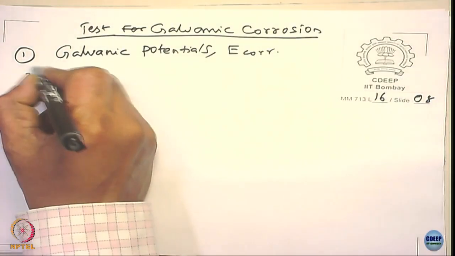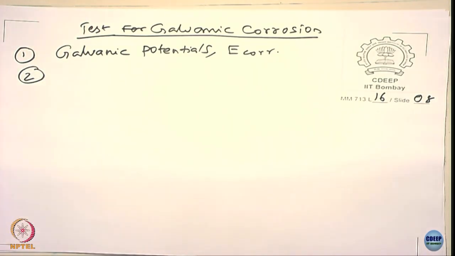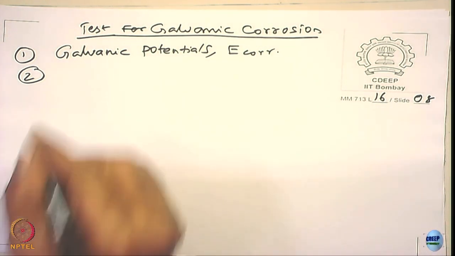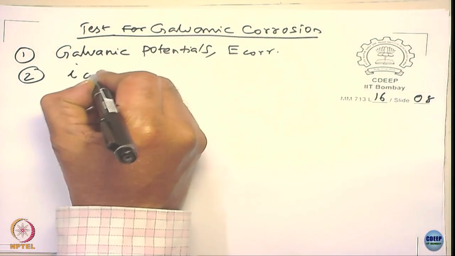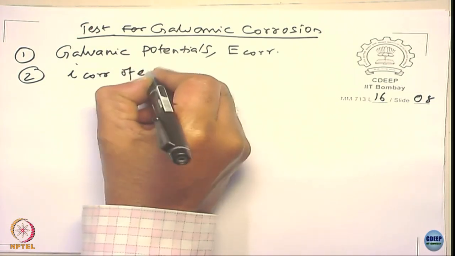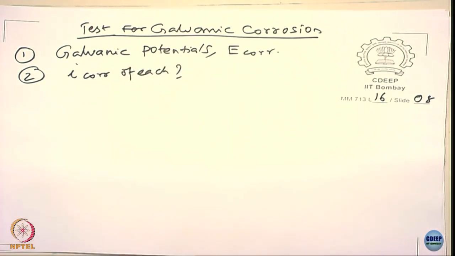But it does not give you the corrosion rates, right? So, you want to determine the corrosion rate in the galvanic systems. What parameter do you use? Will ICOR of each of them work? I give you ICOR of metal A, ICOR of metal B. Will that be useful? Can you use that? If useful, how is it useful? If it is not useful, tell why it is not useful.